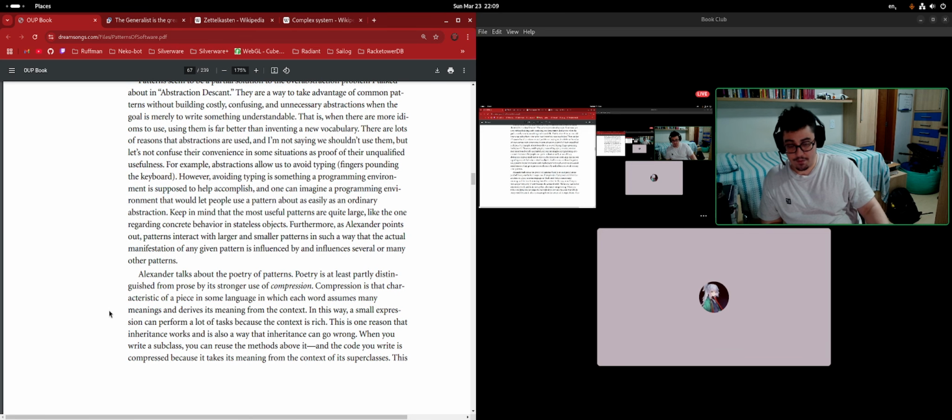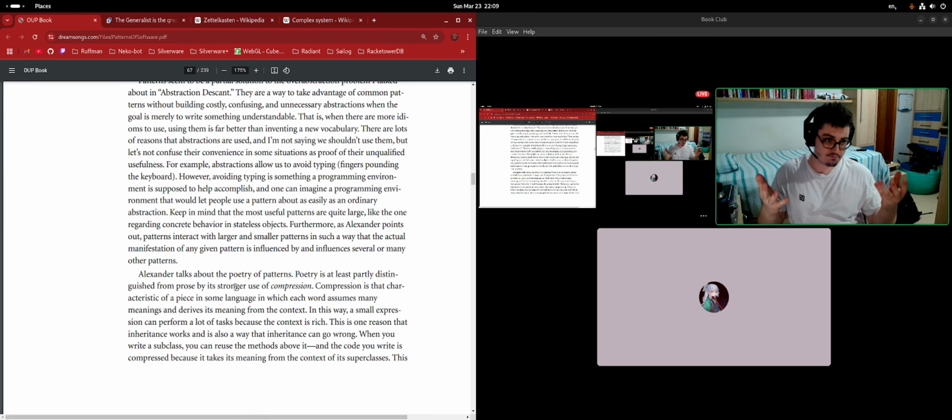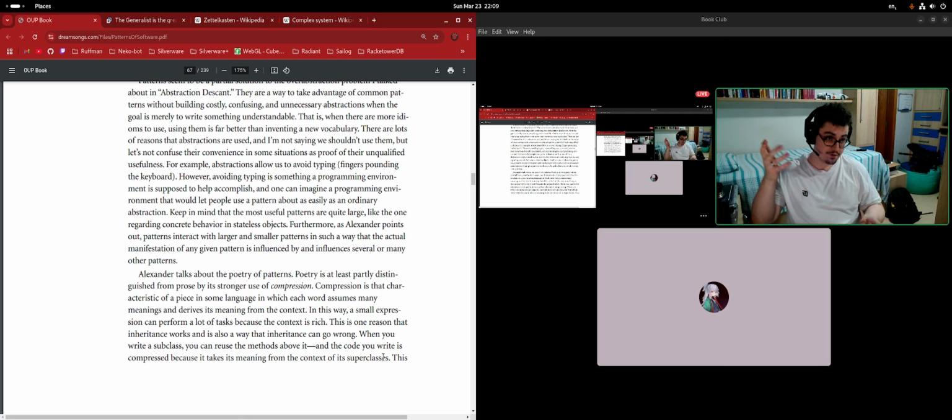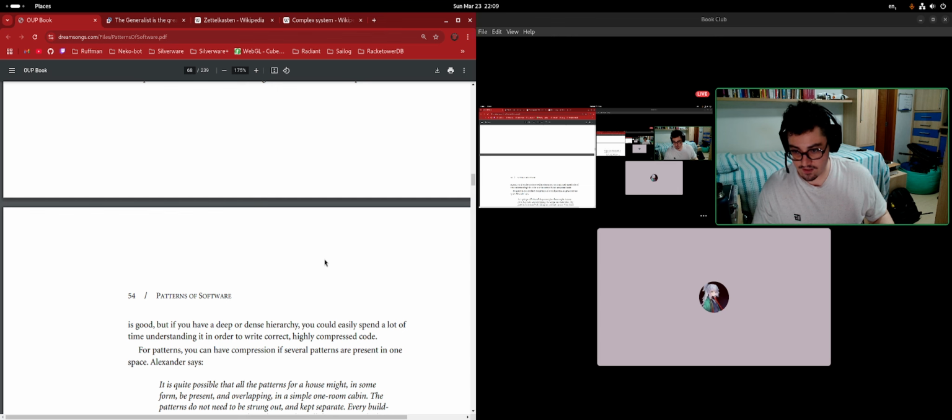Then we're going to go back to poetry, saying that poetry uses a very strong compression, the characteristic of which is gathering the meaning from its context, its surroundings. And in this way, a small expression can perform a lot because it's surrounded by a rich context. And then we go to the example of inheritance, right? You can leverage what a superclass established by being a subclass, but if you have a very long stack of classes, it starts to become unmanageable.